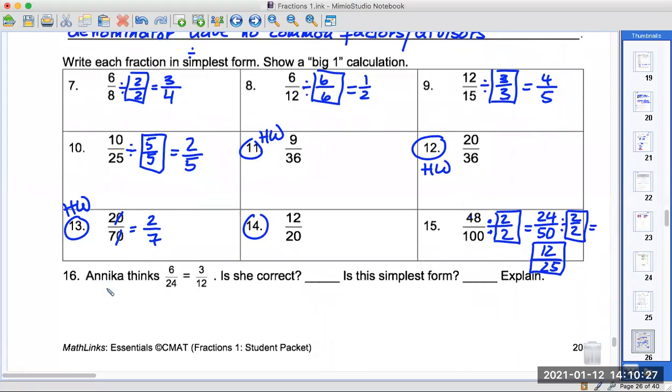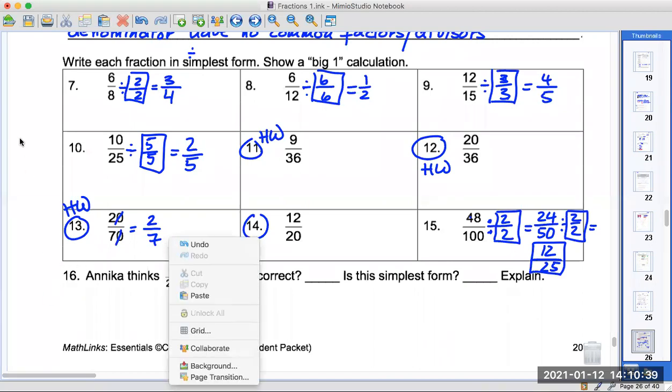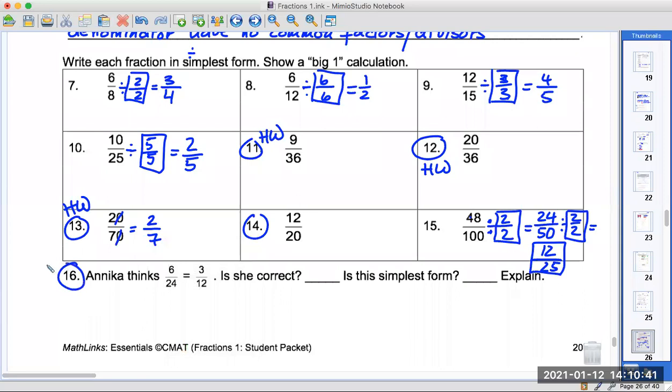What does she say here? Annika thinks 6/24 is the same as 3/12. Is she correct? Is it in simplest form? Explain. So you're also going to do that. Do you think it's in simplest form or no? What would be the big one? Yeah, I can see it already.